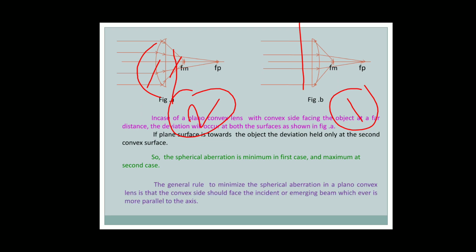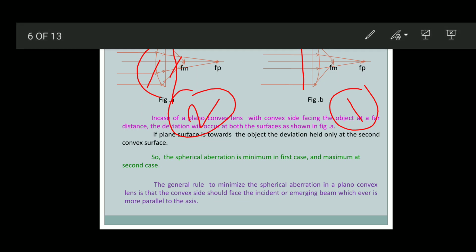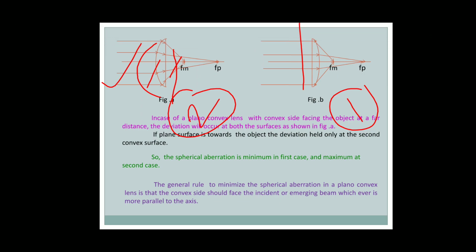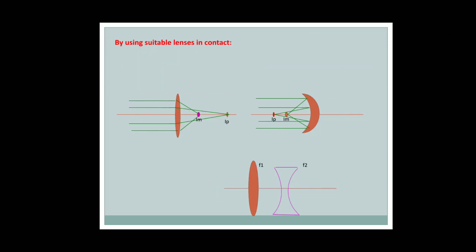The general rule to minimize the spherical aberration in a plano-convex lens is that the convex side should face the incident or emerging beam, whichever is more parallel to the axis. So in this first case, these parallel rays are towards the curved surface. So figure A is best suited to minimize the spherical aberration. And in the third case, how can we minimize the spherical aberration? By using a suitable lens in contact.